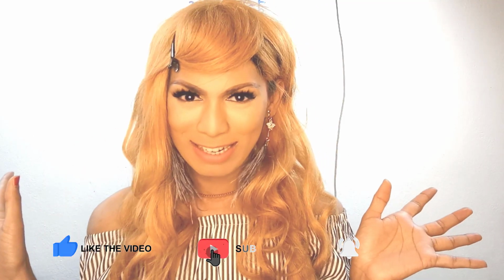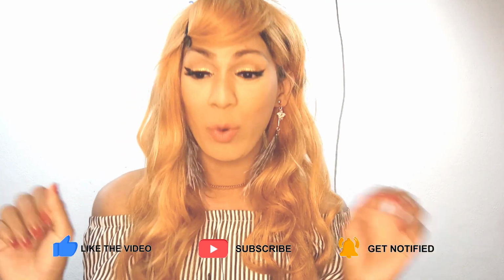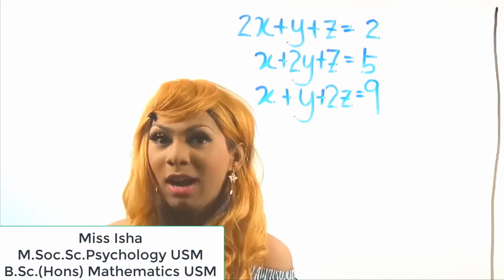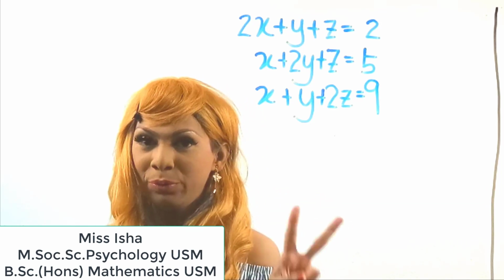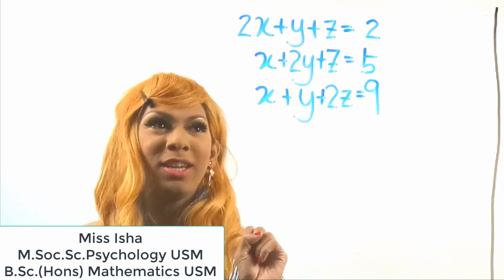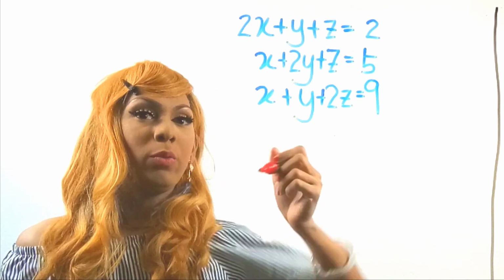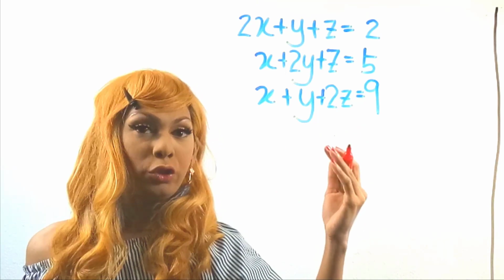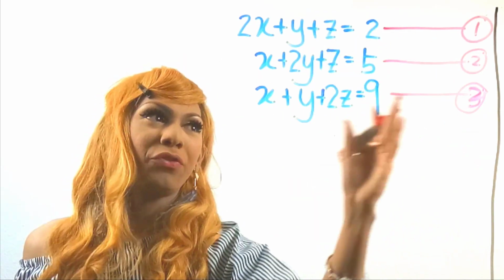In this video, you guys will be learning about how to solve system of linear equation with 3 variables using substitution method. Do stick around because I have 2 questions, not 1, but 2 questions. Alright? Okay, so for question number 1, first, we will label it as 1, 2, 3, like this. Alright? So we will label it first.